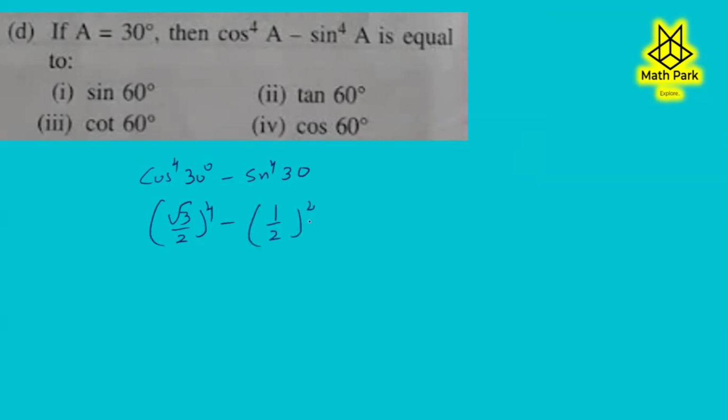Root 3 to the power 4: root 3 into root 3 is 3, again 3 into 3, so this is 9. 2 to the power 4 is 16, minus 1 upon 16, which is equal to 8 upon 16, that is half. So half is the value for which of these ratios? We have half is the value of cos 60 degree. So this is the correct option. Cos 60 degree is equal to half. So option 4 is the correct answer.